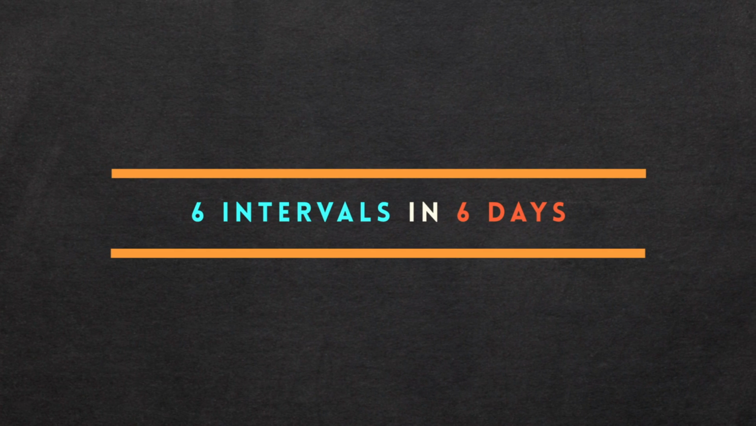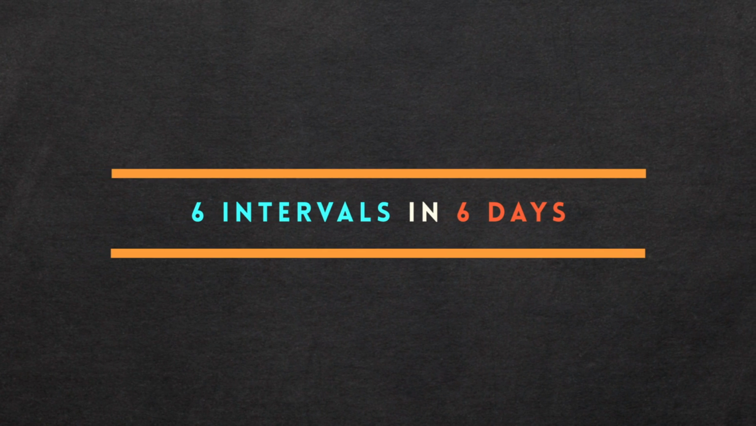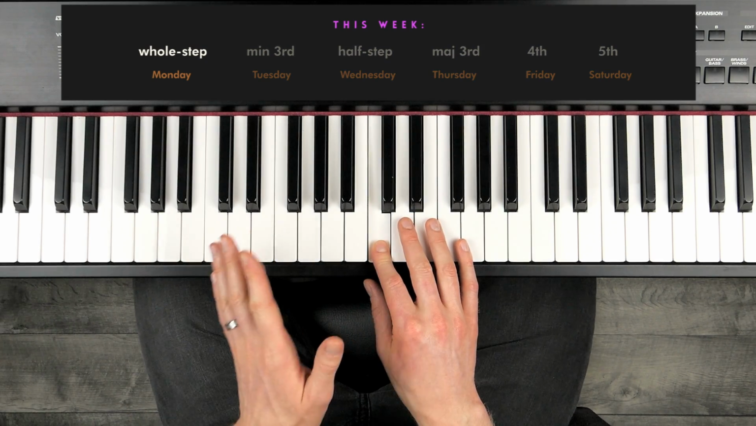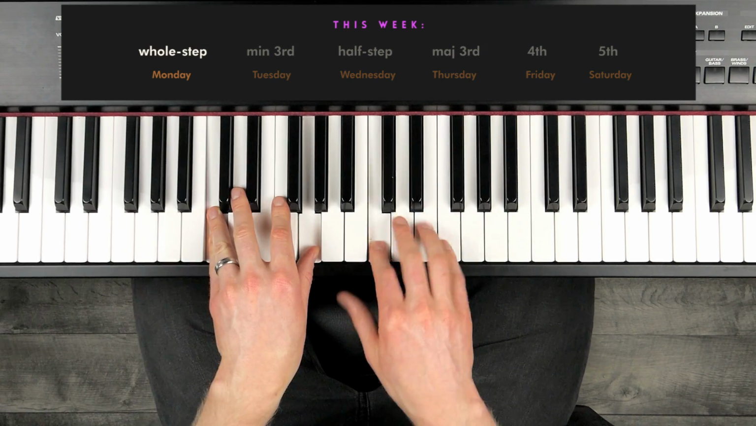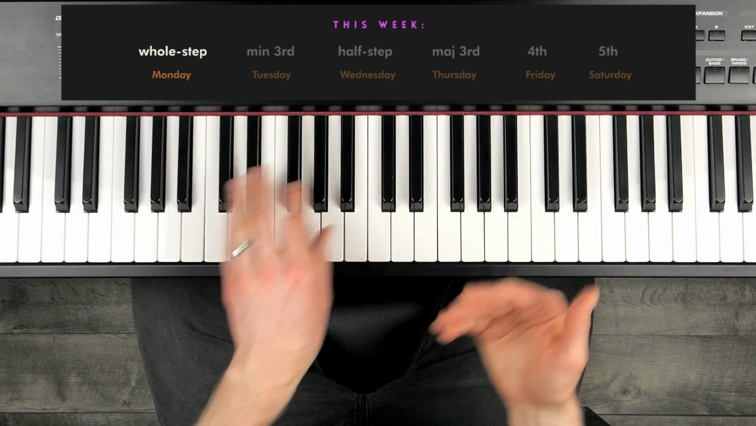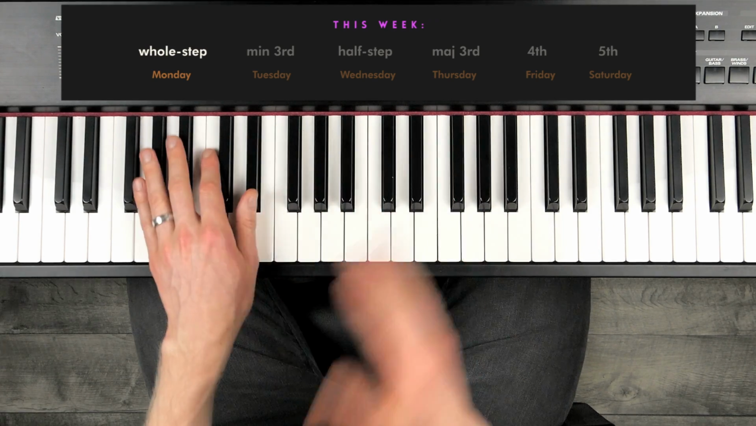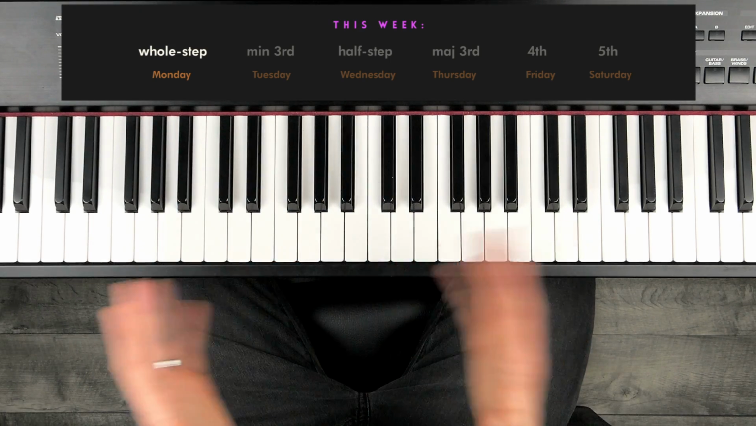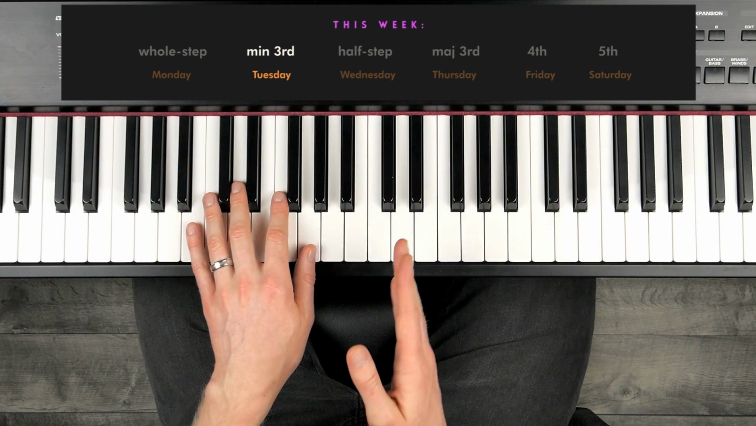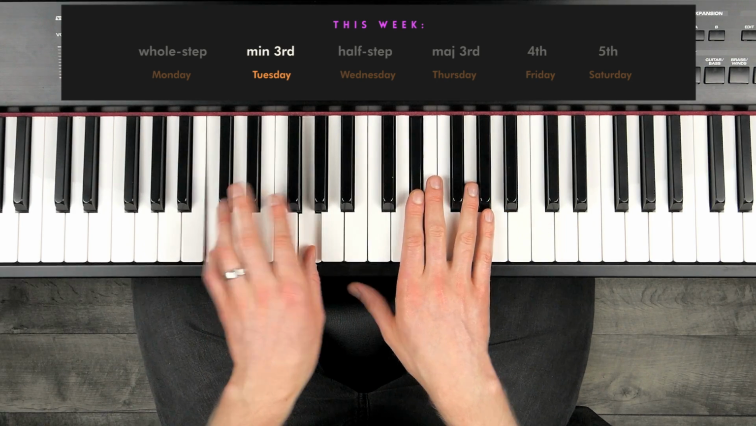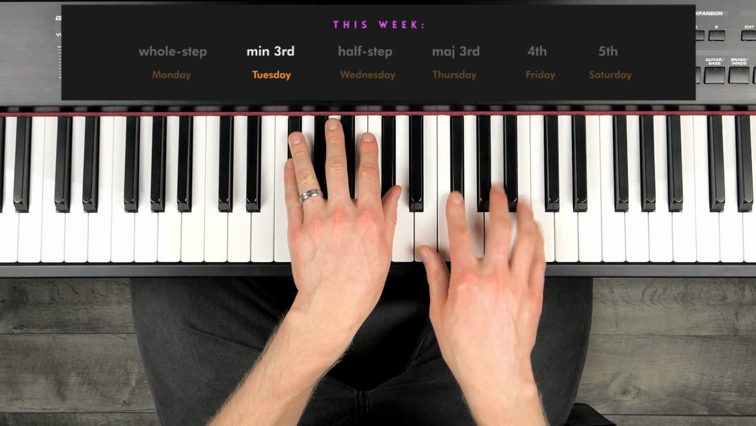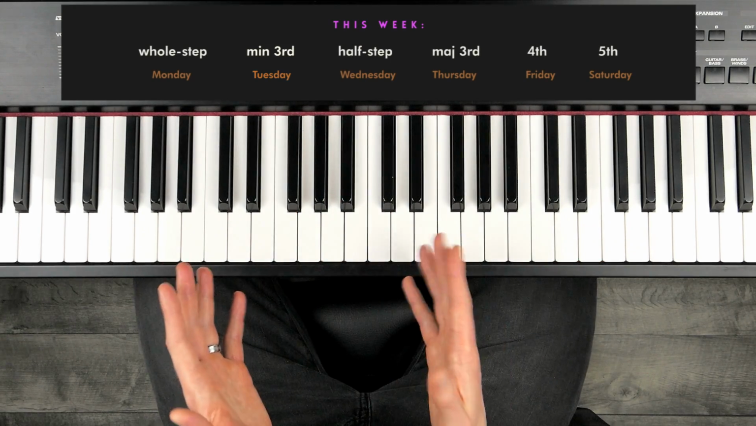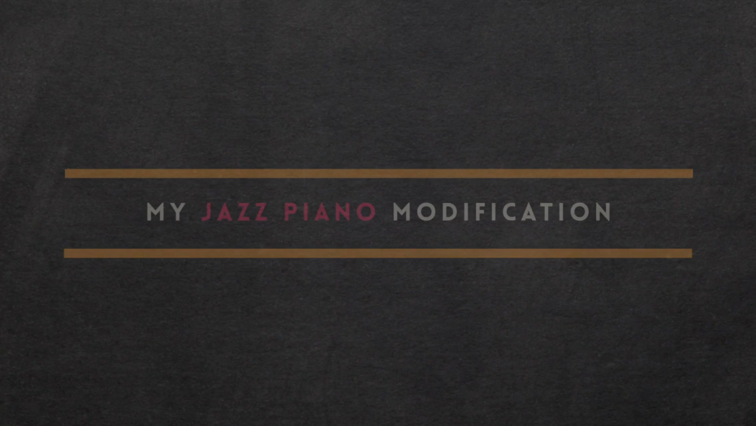So you could spend the next week and you could spend one day focused on one interval. So start with a whole step, do a whole practice session of just 5 or 10 minutes, and just focus on the whole step. Go around singing the whole step. And then the next day we could focus on the minor third, do the same exercise, focused on singing the minor third. And then in 6 days' time you'll have done all 6 priority intervals.